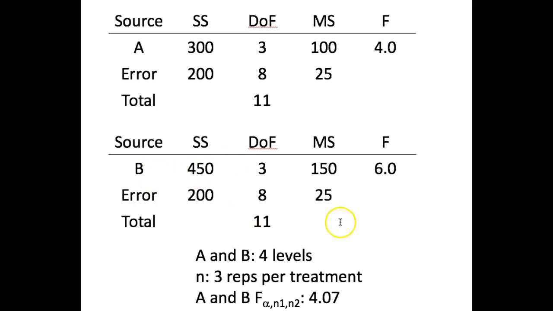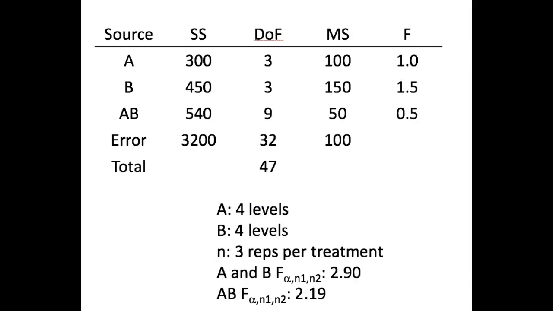For B, on the other hand, we have an F value of 6, and that means we actually can reject the null because 6 is greater than 4.07. We can use the same F alpha and N1, N2 value for this particular test because our degrees of freedom are the same. So that's great.